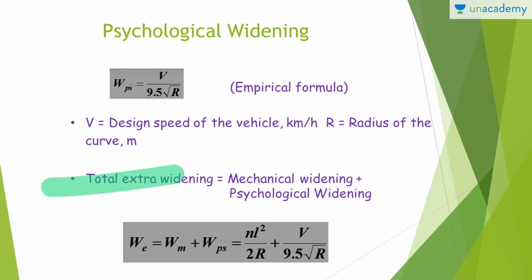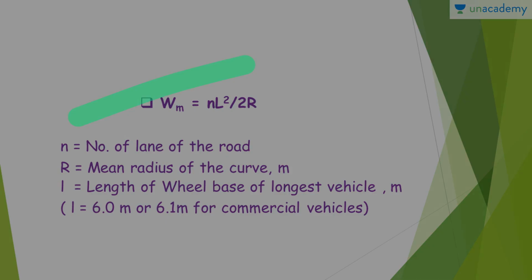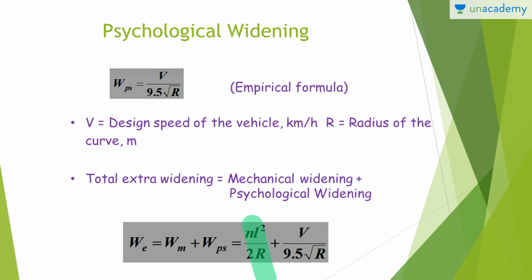So now the total extra widening. What is the total extra widening? Total extra widening is the summation of the mechanical widening and the psychological widening. And basically you get WE, that is the total widening, is equal to WM due to mechanical plus WPS due to psychological. Now what is WM? WM is NL square by 2R, plus WPS is V by 9.5 root R. So WE, that is total extra widening, is equal to NL square by 2R plus V by 9.5 root R.